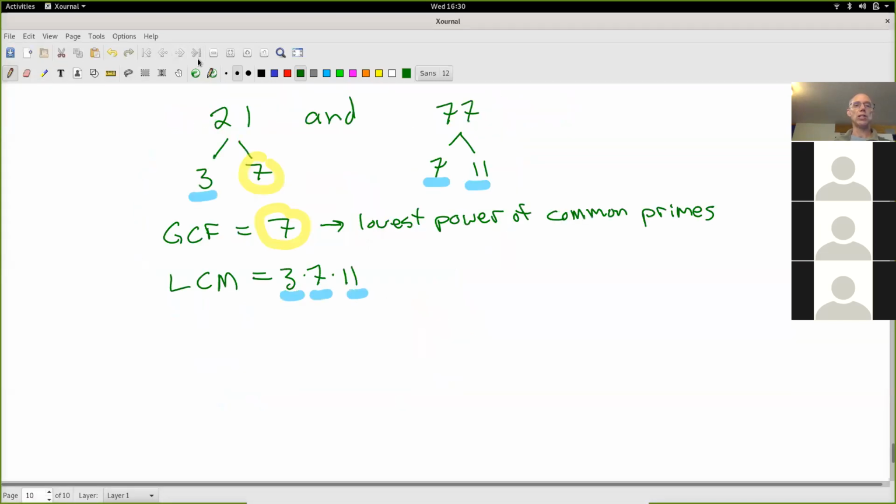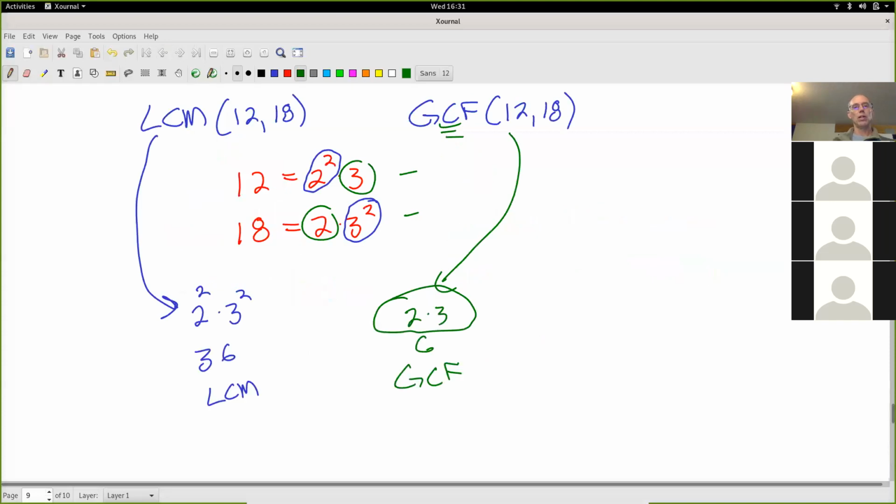Okay, so the GCF strategy, lowest power of common primes, if you have the prime factorization, right? You've got to have the prime factorization. The LCM is a little greedier because it's looking for bigger stuff. So in this case, we want the highest power of all of the primes. So the primes present are 3, 7, and 11, and they all happen to be to the first power, so I need a 3 to the first, 7 to the first, 11 to the first. So highest power of all the primes we see here. If we double check that strategy on the previous example, all of the primes are 2s or 3s in this case, and the highest power was 2 squared, highest power was 3 squared.